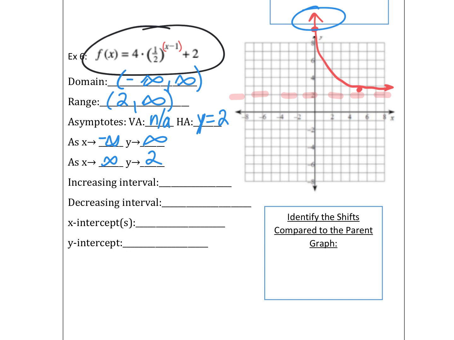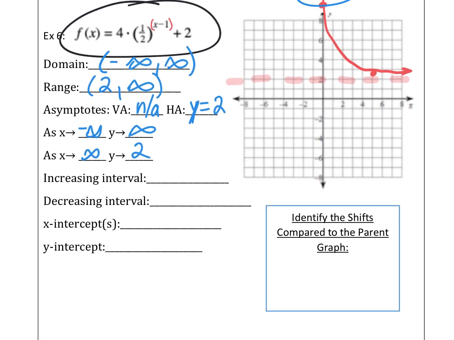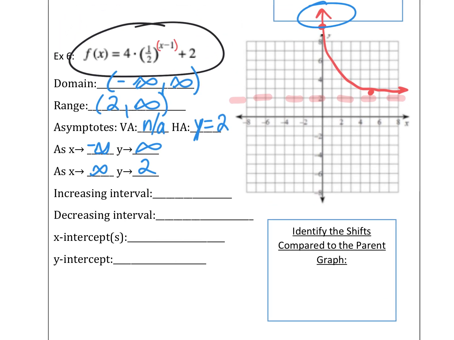So once again, those are my range values. This time my range values were flipped. Do you notice that? Okay, you just have to pay attention to that to see if they're going to be in order or flipped. What about interval? The whole thing is decreasing, right? If that was a roller coaster moving from left to right, it'd be decreasing. So I copy the domain.